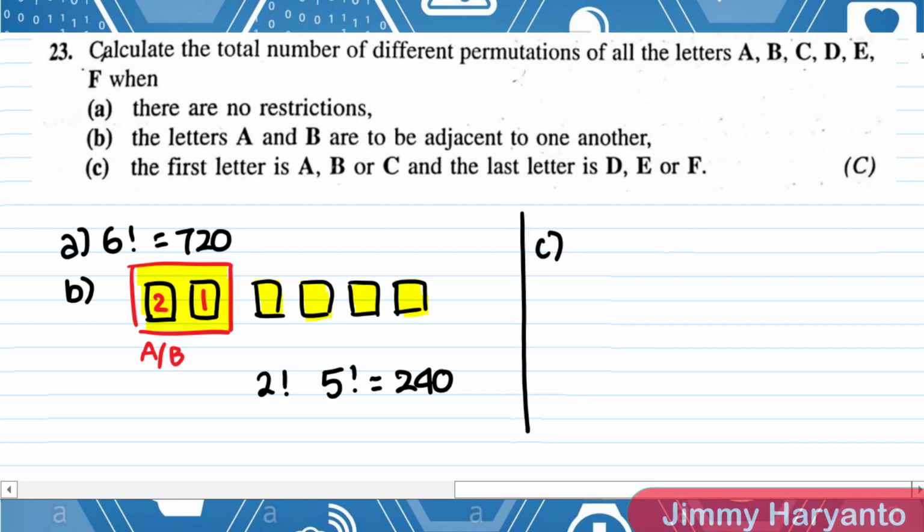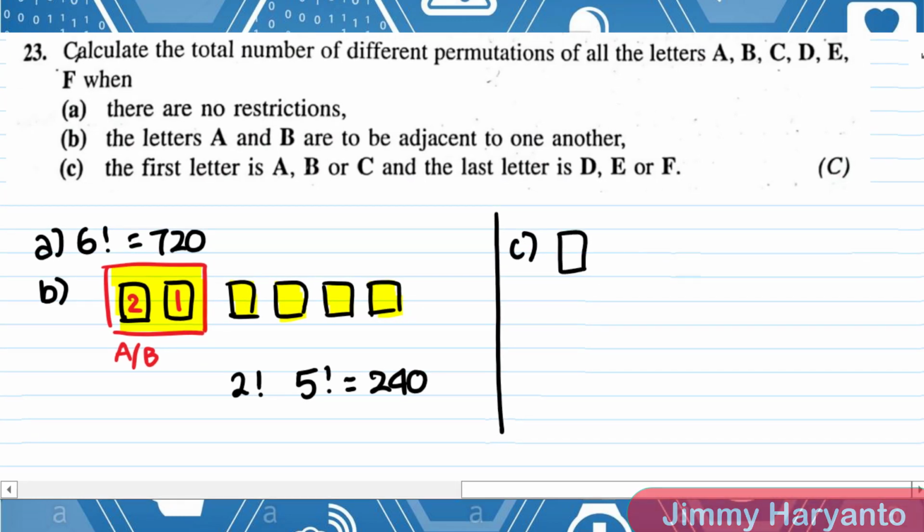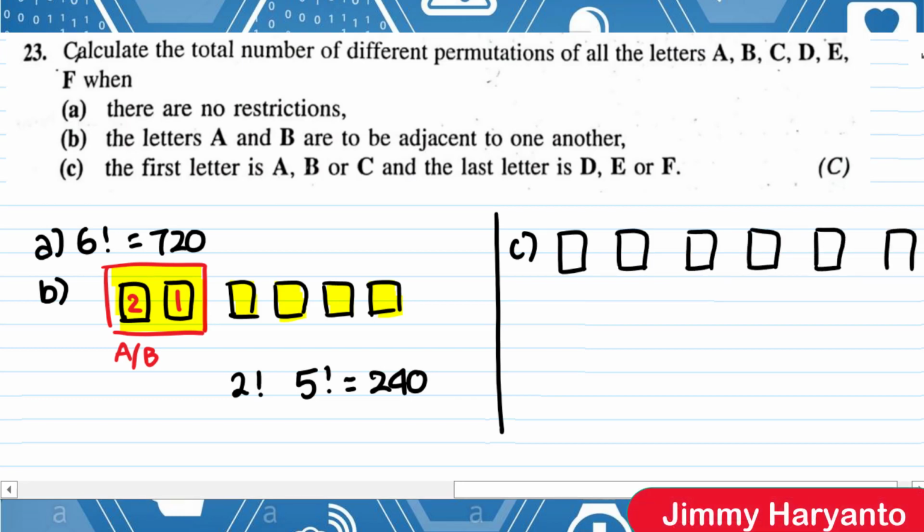Okay, next is C. For C, the first letter is A, B, or C. So 1, 2, 3, 4, 5, 6. The first letter is A, B, or C, so there are 3 possibilities. And the last letter is D, E, or F. There are 3 possibilities also.